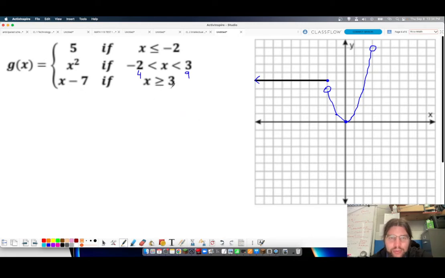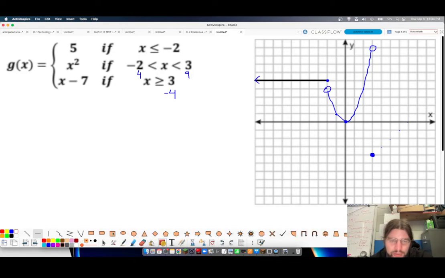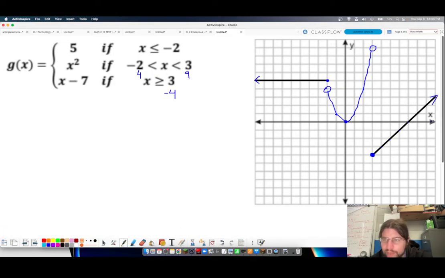Now, we need our endpoint here. If we plug in 3, we get -4. That's going to be a solid dot, 3, -4. This is linear. Its slope is 1. So it's going to follow this path. Get your straight line drawing tool. Rulers work wonders. Make sure you include the arrow. And don't put the weird line here that Noah put, because that would be wrong.